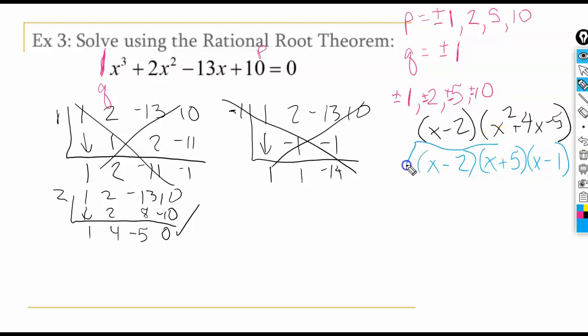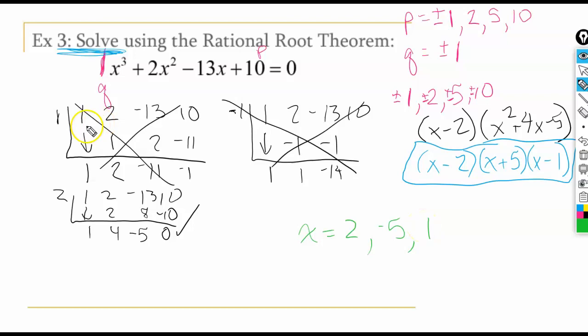And I have now factored that polynomial. And if I can get a polynomial in factored form, I can solve it. And so now I can actually answer the question and say, okay, so x must be equal to 2, negative 5, and it did say that 1 worked.